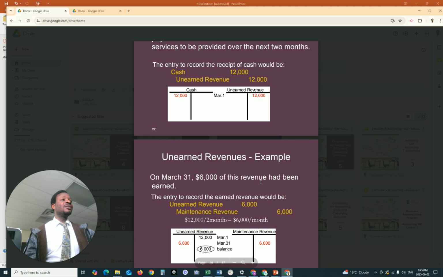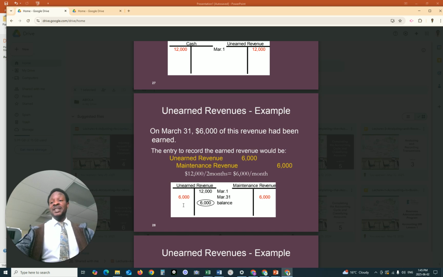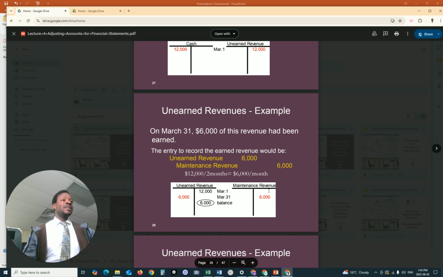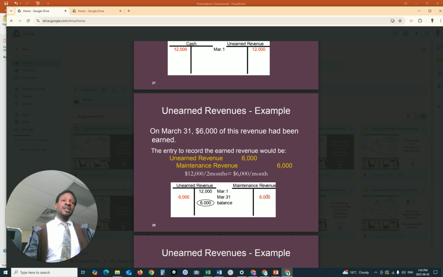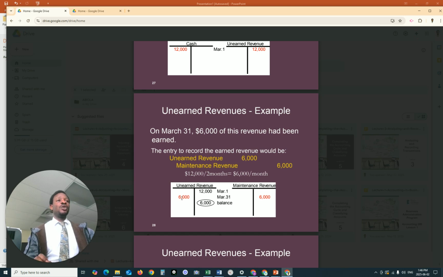On March 31, 6,000 of this revenue had been earned. That means you provided a 6,000 portion of the revenue. So unearned revenue account would reduce. 6,000 will be debited, and maintenance revenue is an income account. This is a liability account, unearned revenue. It will be debited, but it reduces now. Your liability has reduced because you've provided a 6,000 portion of the liability. Then maintenance revenue is a revenue or income account. It's credited. It is always a credit entry. Income account is a credit entry, so you credit it by 6,000 because you have provided this service. Unearned revenue would reduce because you have provided this portion of the liability.